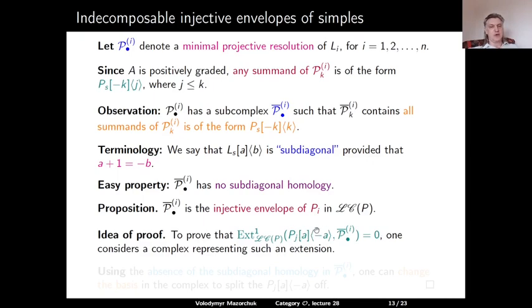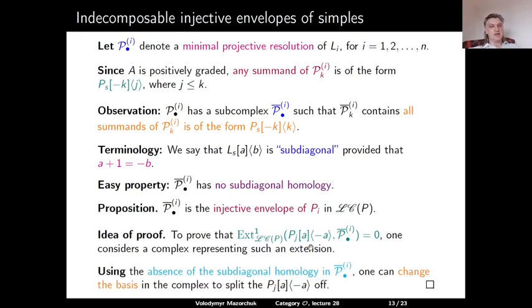We know that simple objects are the shifts of projectives so that they are placed on the diagonal. And using the absence of the subdiagonal homology in this complex P-overlined, one should consider a complex representing such an extension, and then in that complex one can change the basis so that the simple quotient P_j(-a)[-a] is split off with a new change of basis.